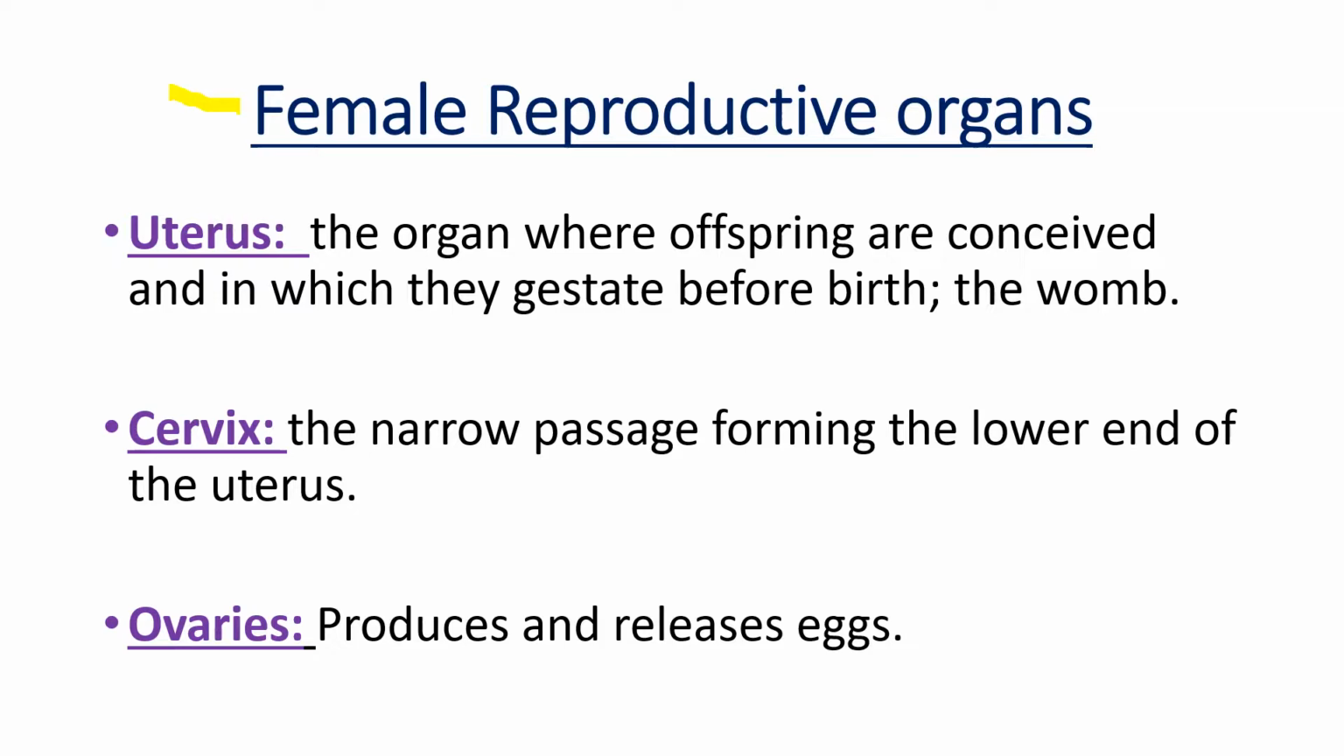Female reproductive organs. So you have the uterus, the organ where offspring are conceived and in which they gestate before birth, or in other words, the womb. The cervix, the narrow passage forming the lower end of the uterus, and I'm going to show diagrams of this. And of course, the ovaries, the area where it actually produces and releases eggs to be fertilized by the sperm.